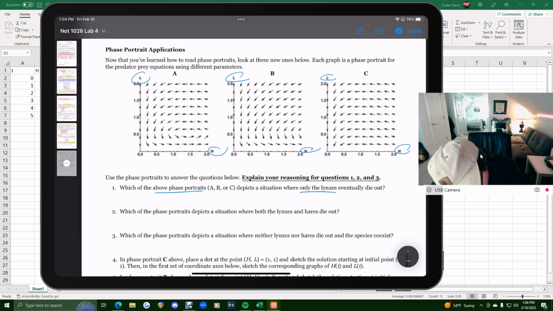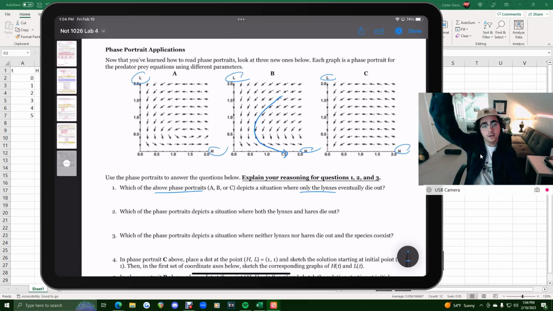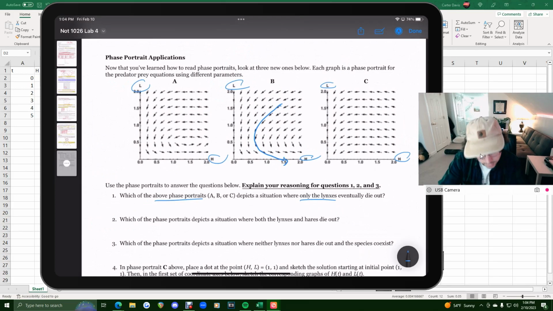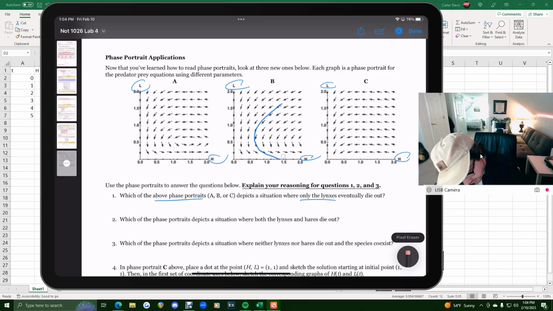So when I look at graph B, following these lines, what it looks like is that the L values, which is basically the Y value of the graph, goes down to 0, but the H values aren't at 0. This specific solution I've drawn dies out where H is about 1.5, right?